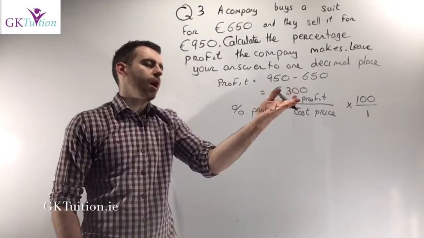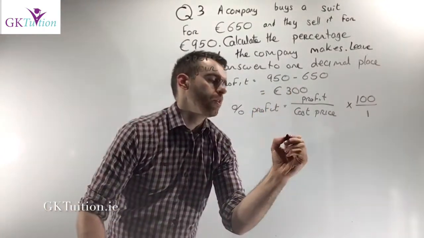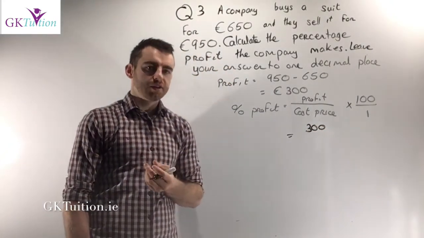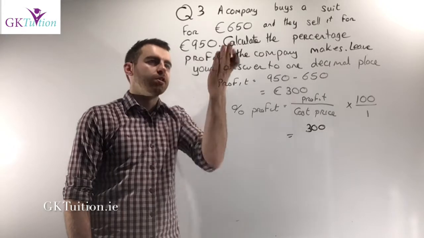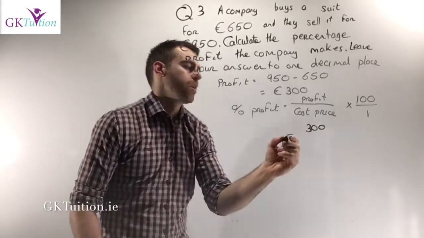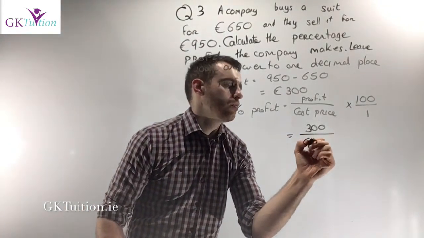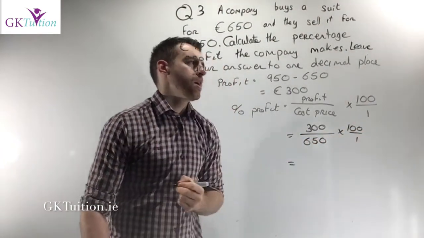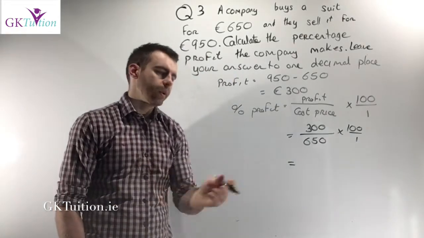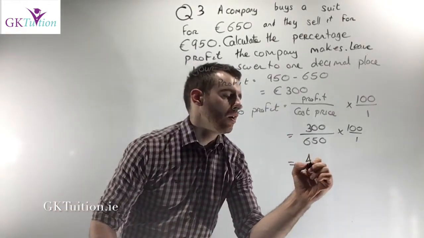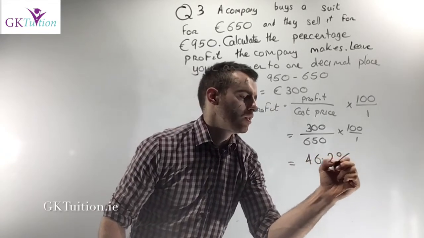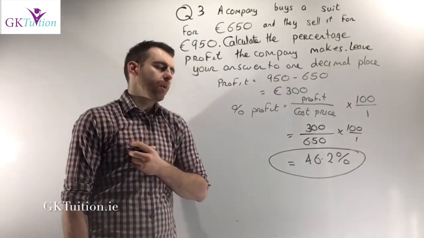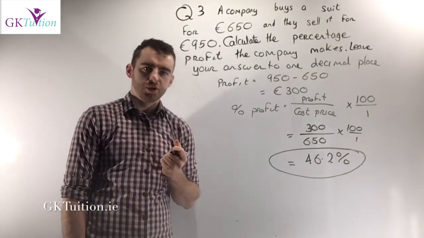So in this case, I know the profit and I know the cost price. The profit that the company makes on each suit is €300, and the cost that each suit was to the company was €650. So the percentage profit will be 300 divided by 650 multiplied by 100 over 1. And I was asked to leave my answer to one decimal place. So if you plug that into your calculator, your final answer for this question is 46.2%. The percentage profit that the company makes on each suit is 46.2%.